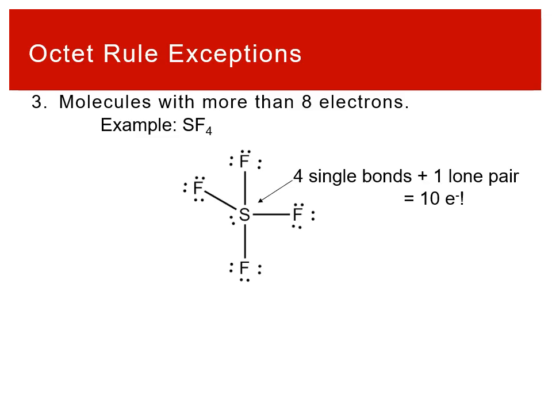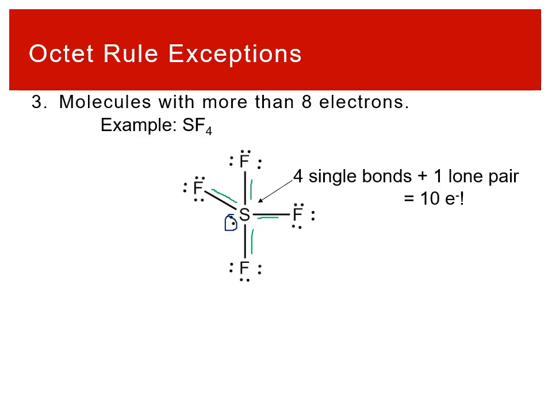And so if we look, it has 4 single bonds on the sulfur, 1, 2, 3, 4, and it has a lone pair. So that would be a total of 10 electrons. That's violating the octet rule. There are more than 8 electrons.